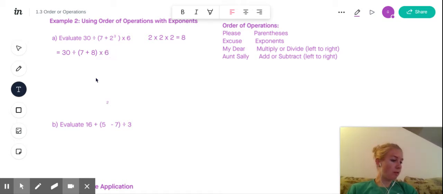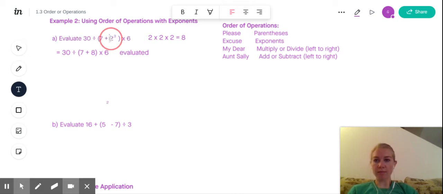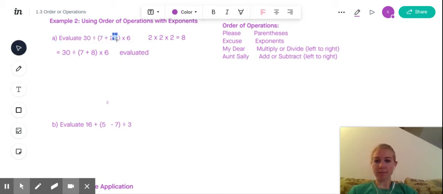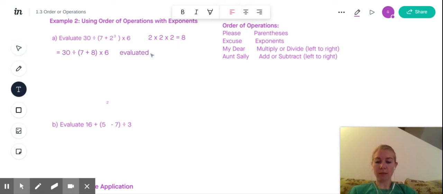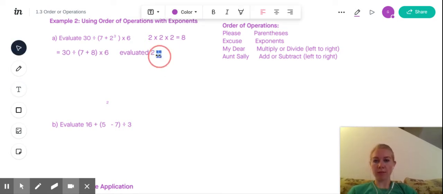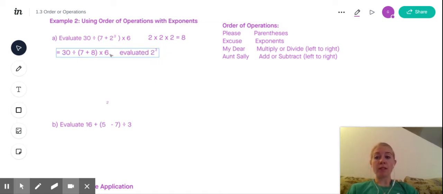Okay, so what do we do first? Let's make note of that. We evaluated 2 to the third power. Okay, we solved within our parentheses. And now we need to continue solving within our parentheses.